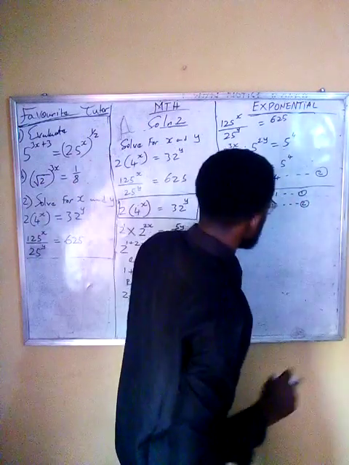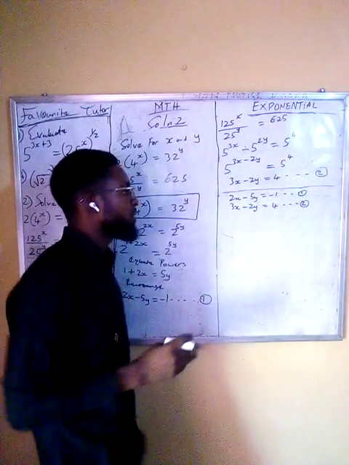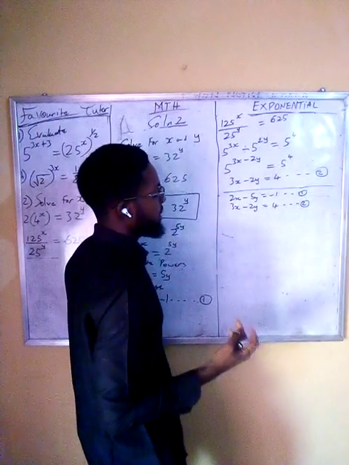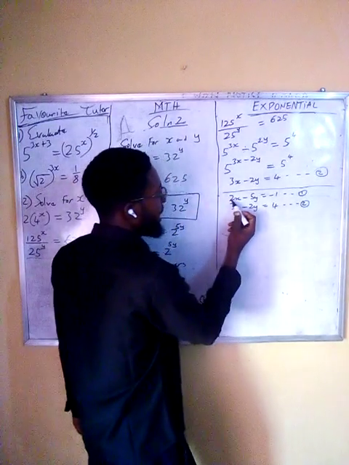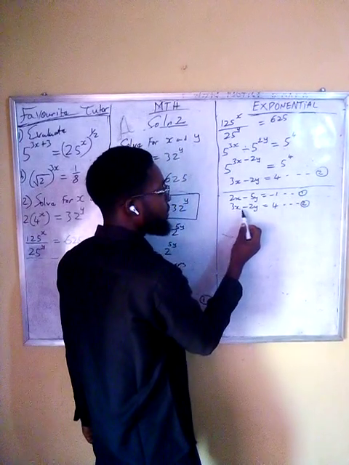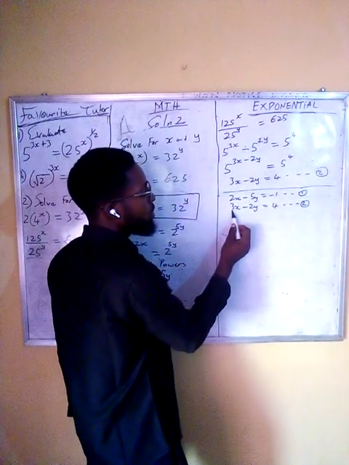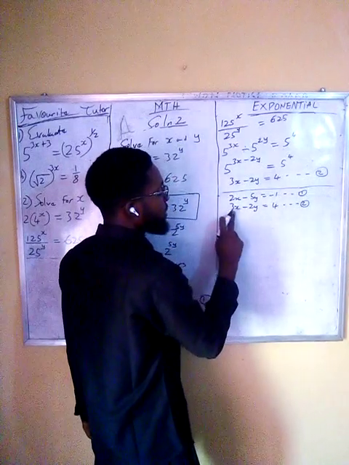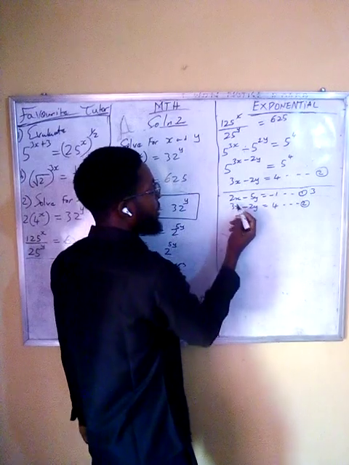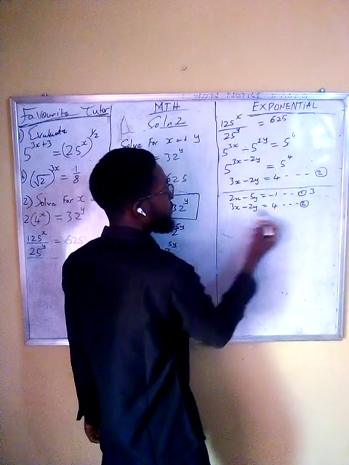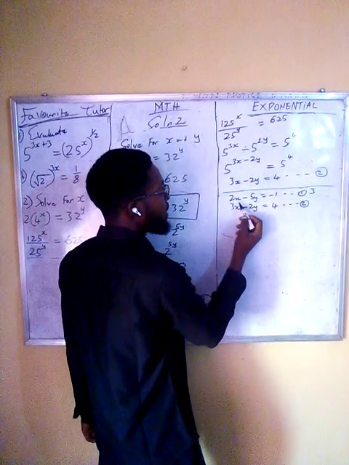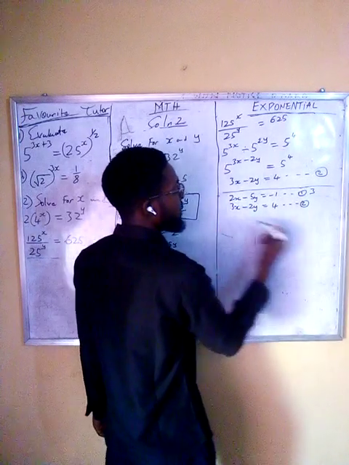Alright. I'm going to use the elimination method in simultaneous equations, and I'm going to eliminate x. Since I'm eliminating x, I will multiply equation 1 by the coefficient of x in equation 2. In equation 2, the coefficient of x is 3, so I multiply equation 1 by 3. Equation 2, I'm going to multiply by the coefficient of x in equation 1, which is 2.